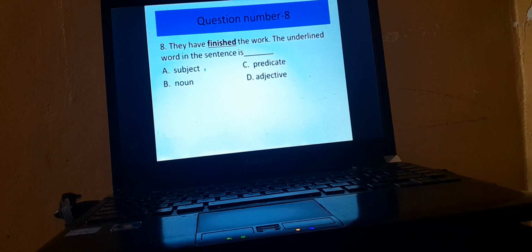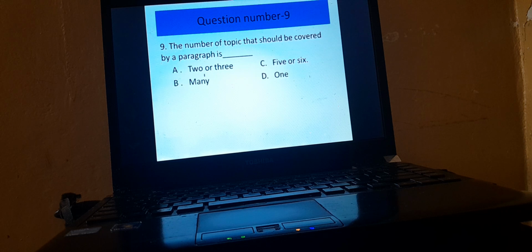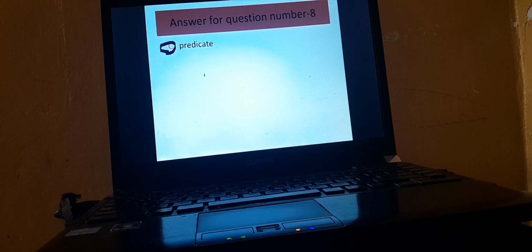Question number 8. They have finished the work. The underlined word, as you can see, this is the underlined word, in the sentence is: A, a subject; B, a noun; C, predicate; D, adjective. The answer for question number 8 is C, predicate.